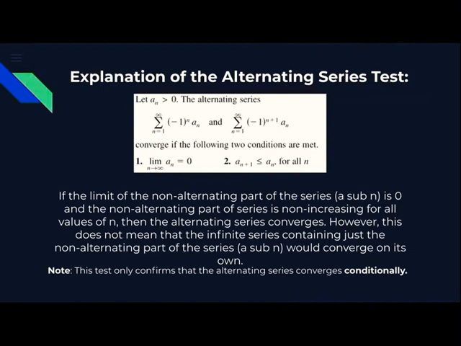Okay. If the limit of the non-alternating part of a series, a sub n, is 0, and the non-alternating part of a series is non-increasing for all values of n, then the alternating series converges. However, this does not mean that the infinite series containing just the non-alternating part of a series, which is represented by a sub n, would converge on its own. So, note that this test only confirms that the alternating series converges. What I'm saying is that just because the alternating series test works and you determine that the alternating series converges does not mean that the non-alternating part of a series, a sub n, will converge on its own.